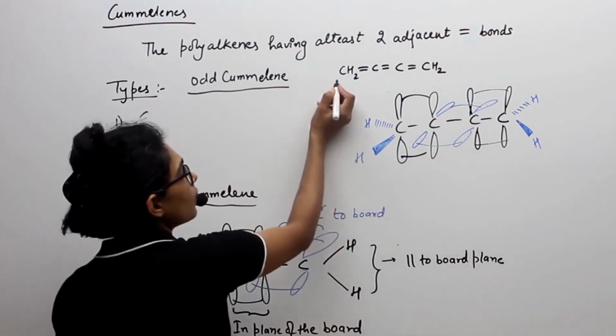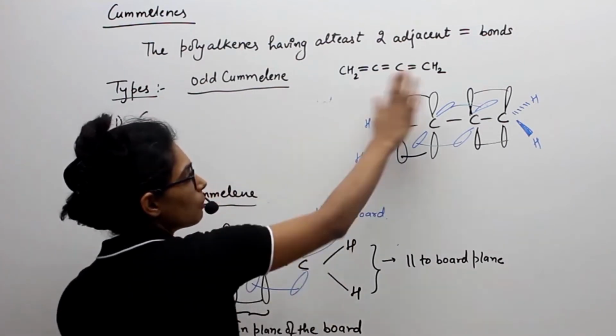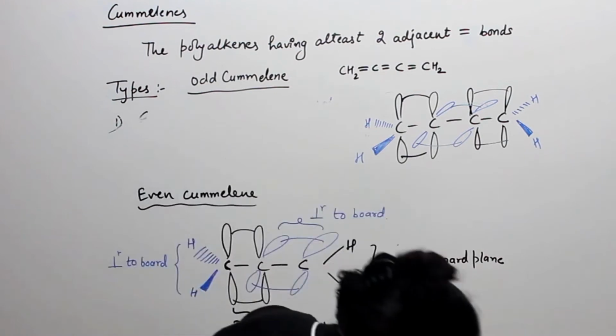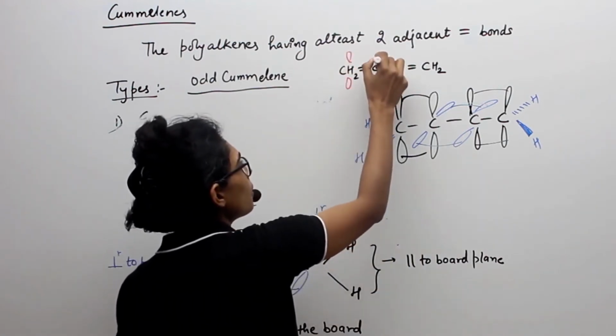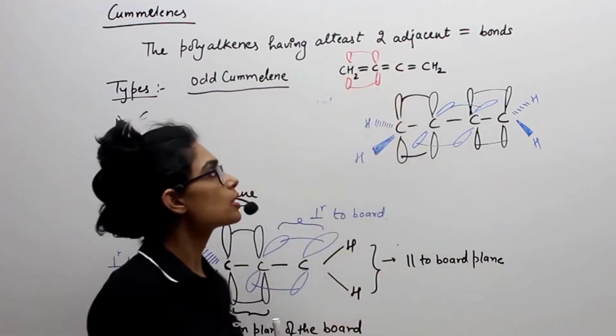Now I have carbon, double bond carbon, CH2. One thing you have to understand, without even looking at the orbital diagram, is that there will always be a sigma bond between this and this, right? So these sigma bonds are being formed between the first carbon and the second carbon.